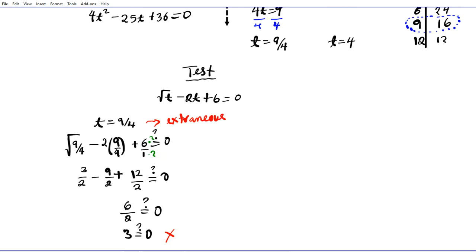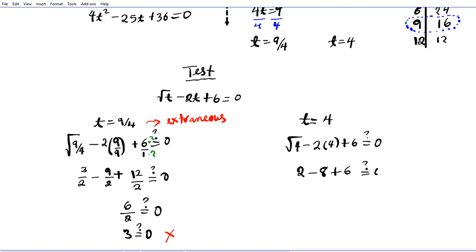Alright, so does that mean that the other one is a solution? No, there are no guarantees. We have to test both because there's a possibility that this radical equation has no solutions at all. Okay, so we test this one by substituting into the original problem and asking ourselves, do we end up with a true statement? Square root of 4 is 2, minus 2 times 4 is 8, plus 6.